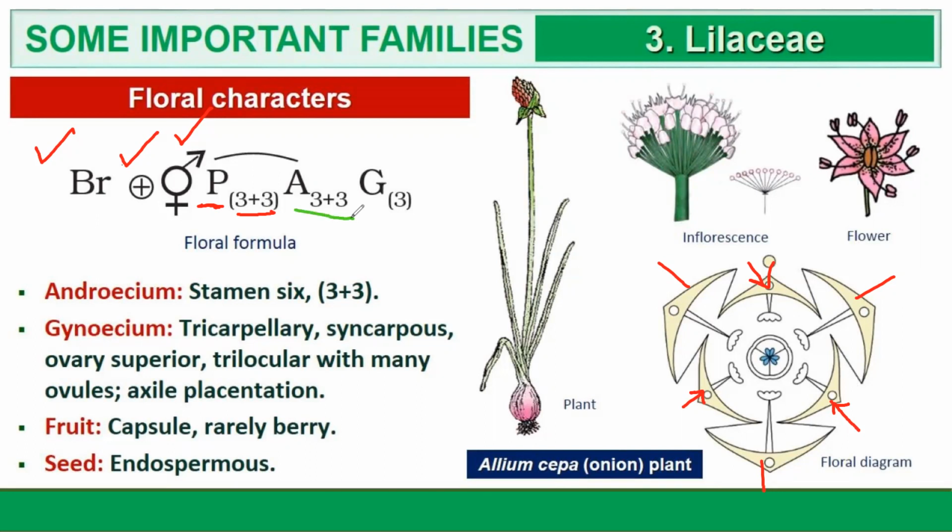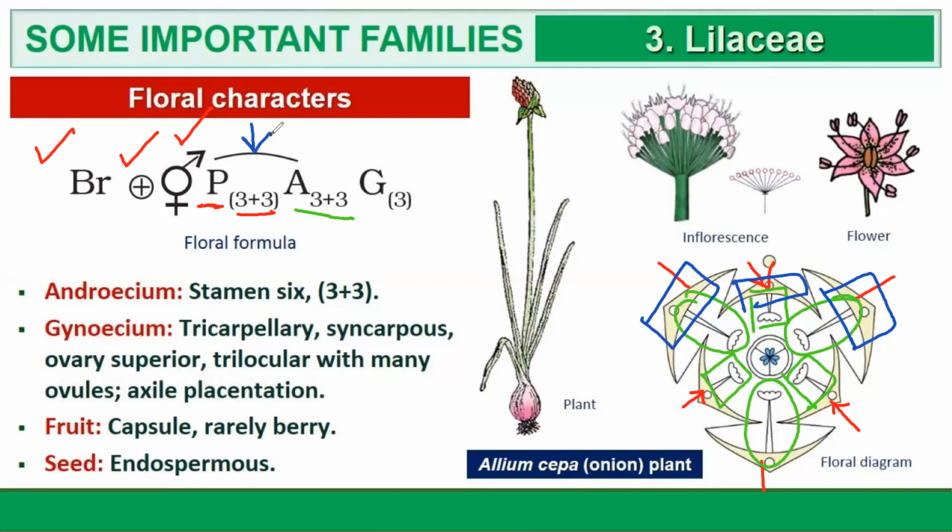Then the second characteristic is androecium, which is also 3 plus 3. So 1, 2, and 3. The filament is long, whereas these 3 have shorter filament. That's why 3 plus 3. As these androeciums are connected to the perianth, that's why there is a connective sign.